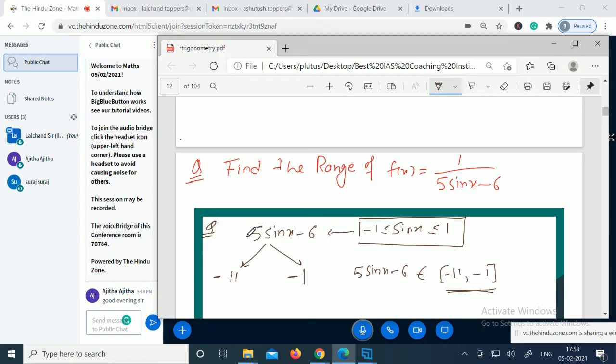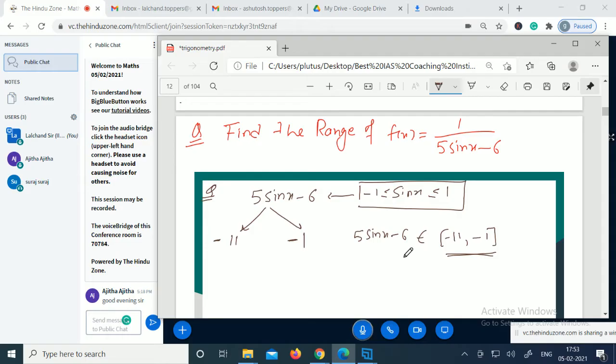Now I have to take the reciprocal, 1 by this. What is the value if I revert this interval? We have to find the value of 1 upon 5 sin x minus 6. If I revert this value, I get minus 1 by 11. If I revert this value, I get minus 1 by 1.